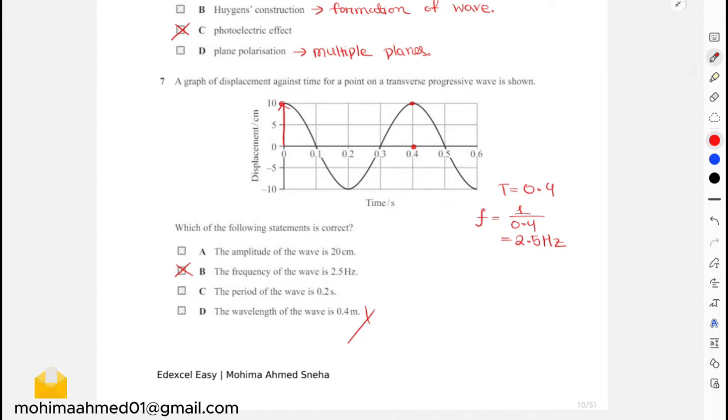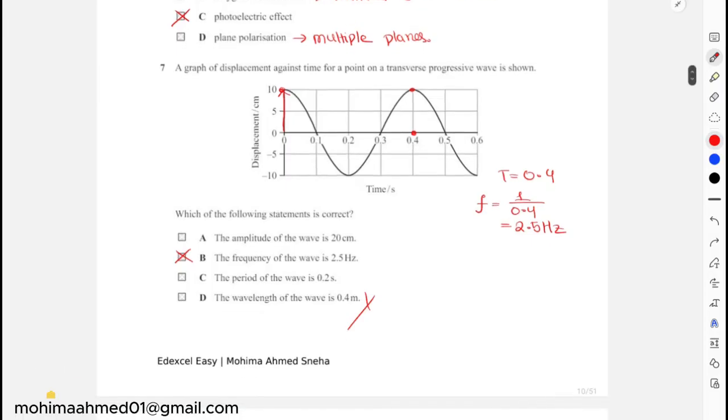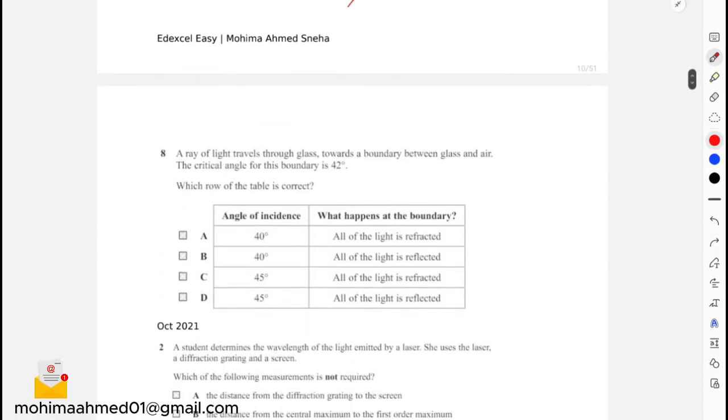And the period of the wave is 0.2, which is again wrong. This is not for one period, this is half of the period. For one period, we measure from one crest to another crest, which is 0.4. Okay, this is it for question 7. Then we'll move on to the next one.